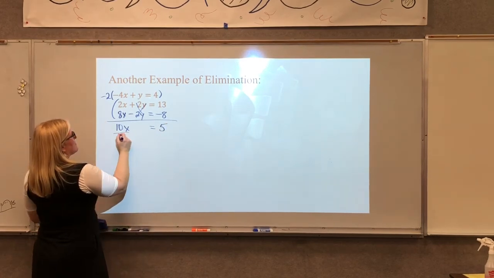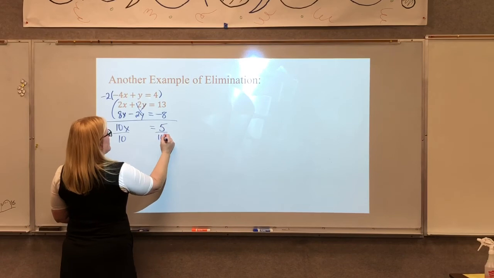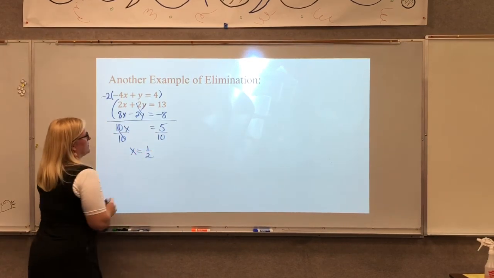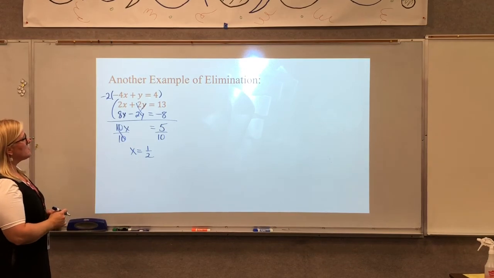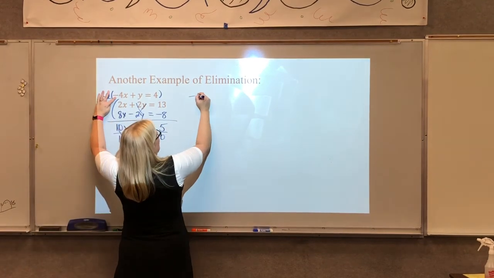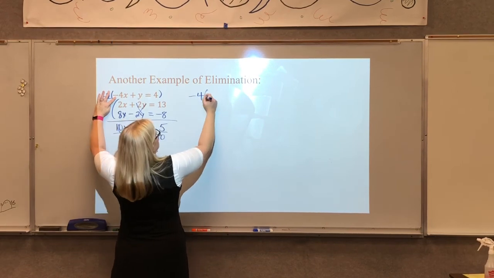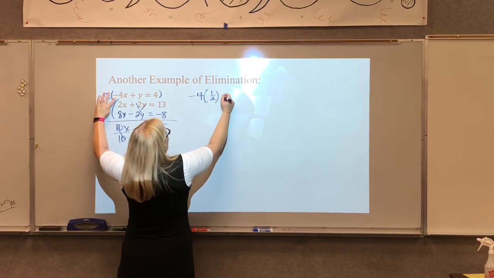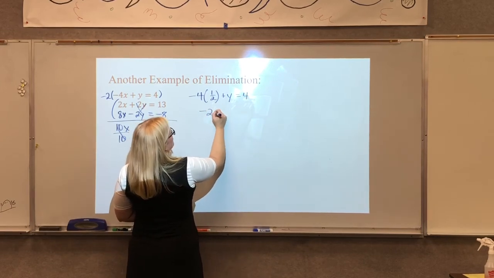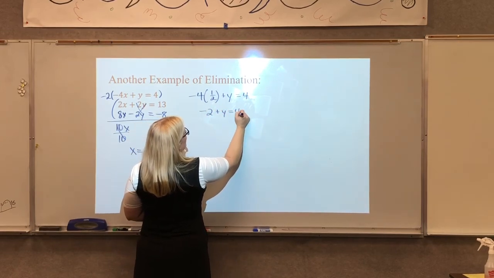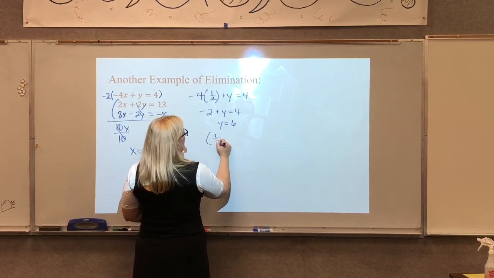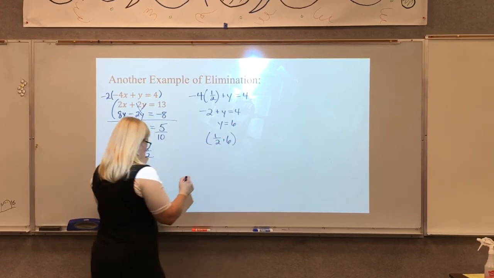Okay, divide by 10, and I get x equals 1/2. Okay, so now I just need to plug it in. I'll just pick the top one. Negative 4 times 1/2, which is x, right? Plus y equals 4. So this is negative 2 plus y equals 4. So y equals 6. So my answer is 1/2, 6.